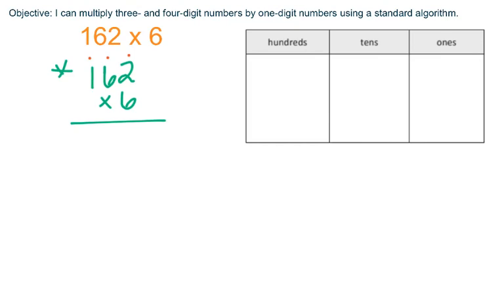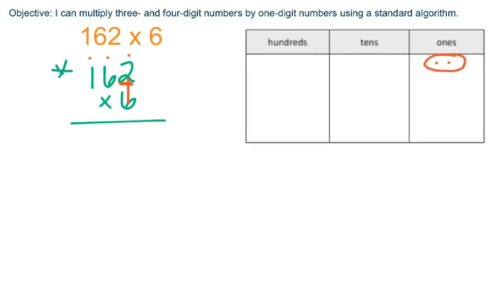And we're going to work our way from right to left, from the ones place to the tens place to the hundreds place. We're going to do the same thing in our place value chart. The first thing I'm going to show in my place value chart is this 2. Because my 2 is in the ones place, I'm going to have 2 place value discs in the ones place. Because I'm going to multiply everything by 6, I need 6 groups of 2.